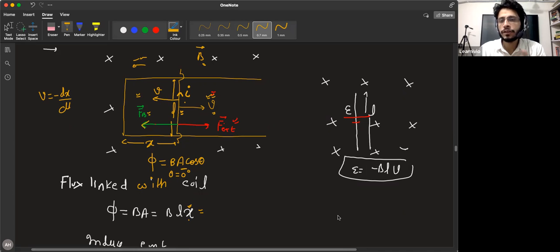You're deriving three relations: the induced EMF, current, and so on. We are deriving the induced current and the force acting on it.